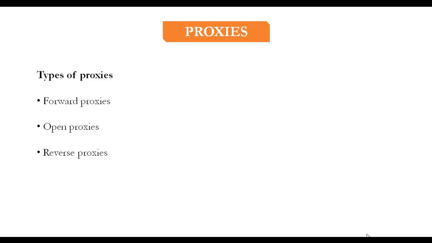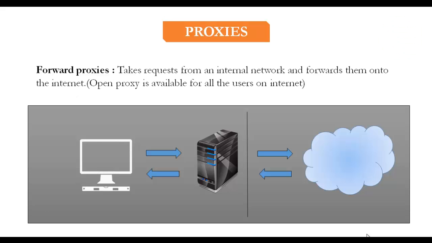Now at a high level, we have three kinds of proxies: forward proxy, open proxy and reverse proxy. Let us look at each of these types briefly. The first one is forward proxies. This figure represents a forward proxy. This forward proxy takes requests from an internal network and forwards those requests onto the internet.